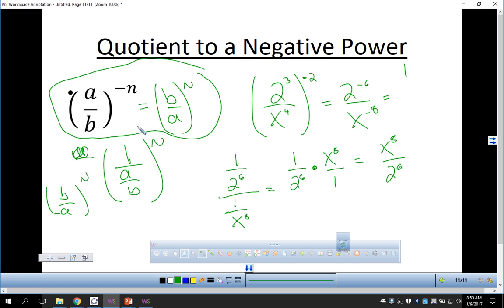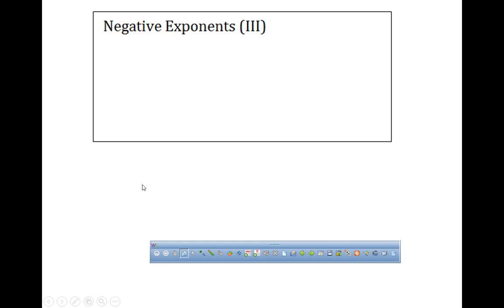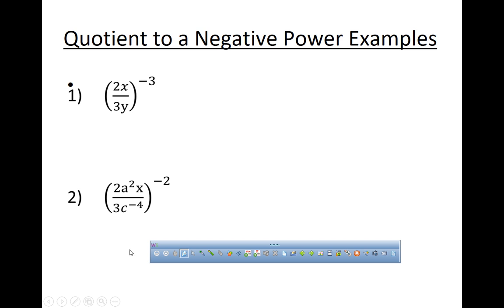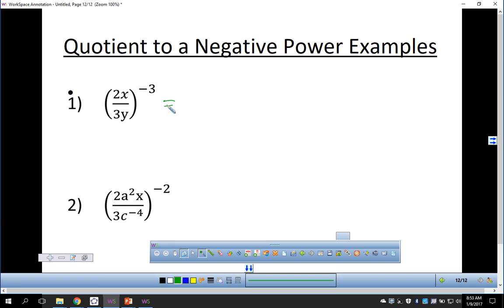Okay. We're going to do a couple examples and then I think we'll be done. Okay? So let's look at this one. That was negative exponents 3. Who can tell me how I could rewrite this one? Give me a valuable bonus point, I mean. Go ahead. Who's got this one?